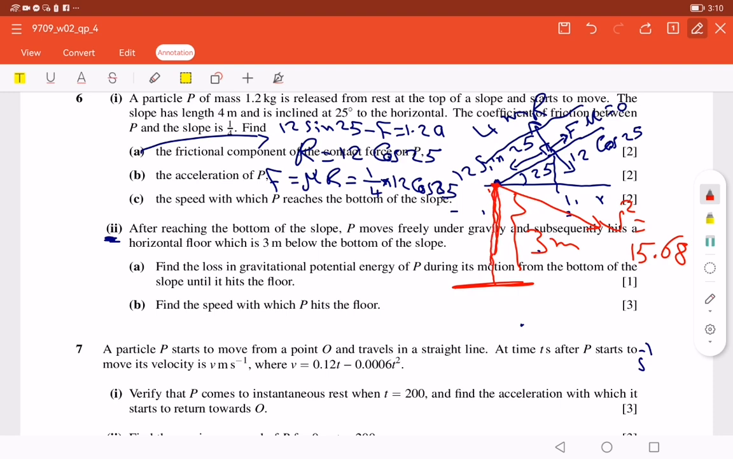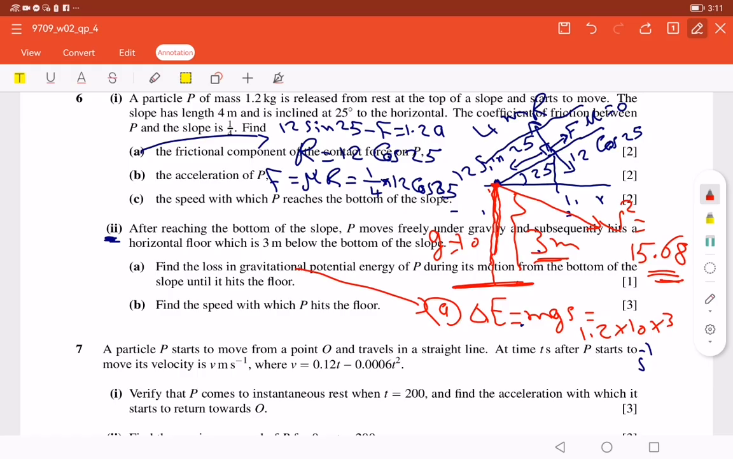To move under the gravity, the body will start with this speed. And here, g will be positive 10. And the covered distance to the floor is 3 meters. For item A, we need to find the loss of the potential energy, delta E, which is equal to mgs. mgs equals 1.2 multiplied by 10 multiplied by 3 meters, equals 36.